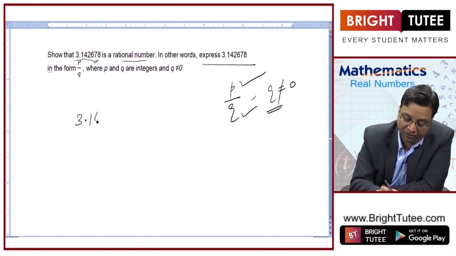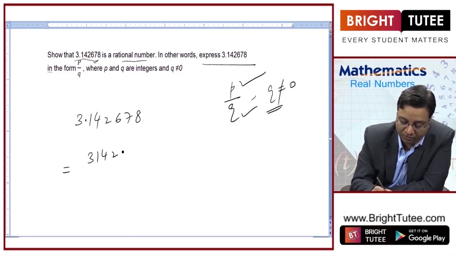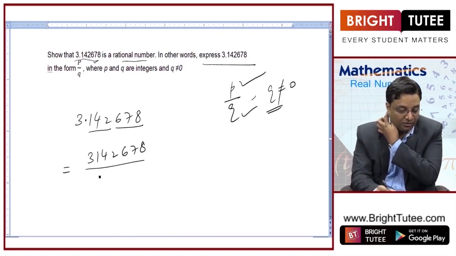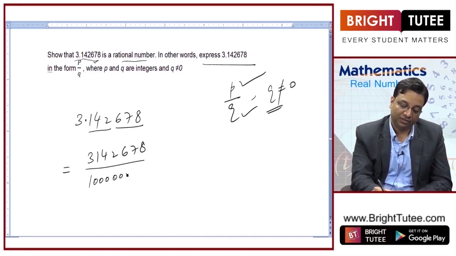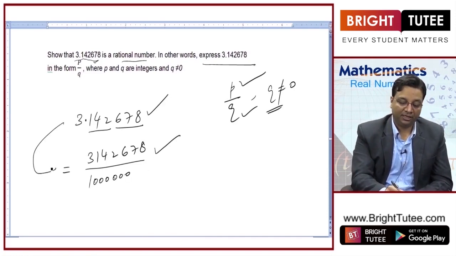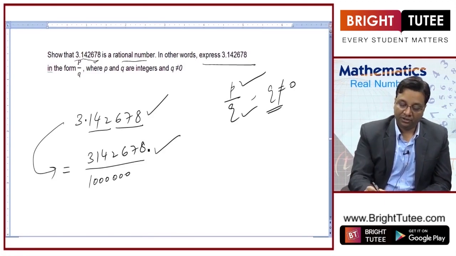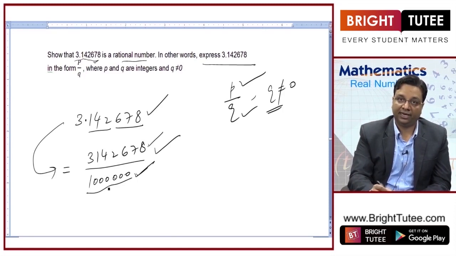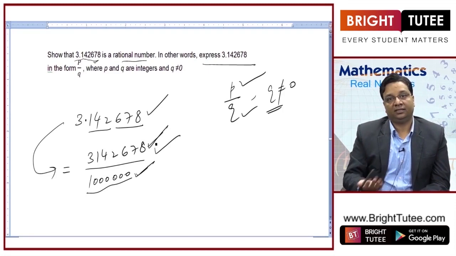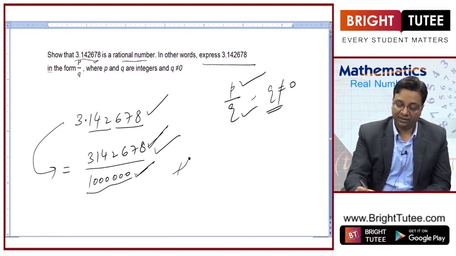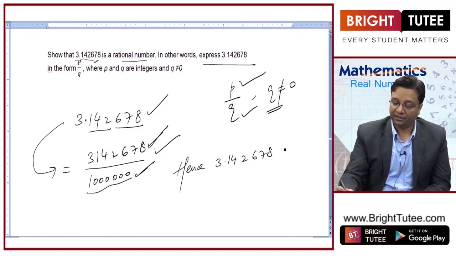Now look at this. This number 3.142678 is equal to 3142678. How many numbers are there after the decimal? 6. So what I can do is I can write it like this: 1, 2, 3, 4, 5, 6. So this number can be written as this P by Q form. Now see, the denominator and the numerator. Denominator is not 0 and it is an integer. Numerator is an integer. So this is P by Q form. Hence the number 3.142678 is a rational number.